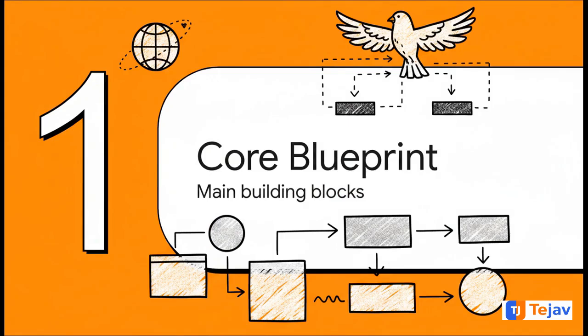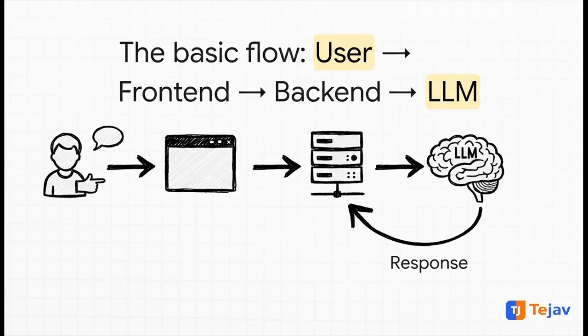Okay, so to get started, we need a high-level map of our system. Think of this like the 30,000-foot view, just showing the main parts and how they talk to each other. Here it is, the most basic flow you can imagine. You, the user, interact with a front end. That's just the chat window on your screen.